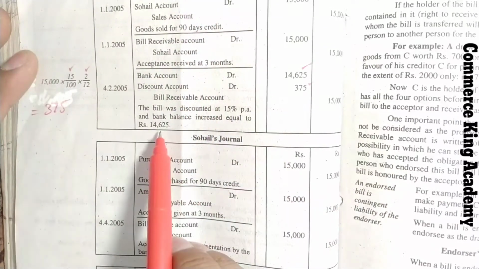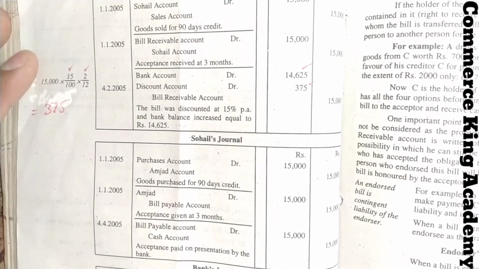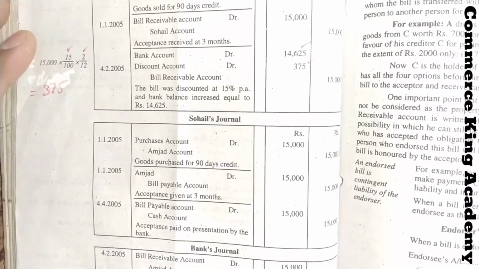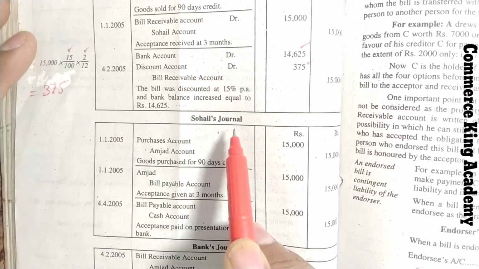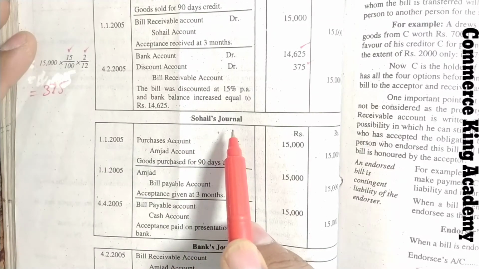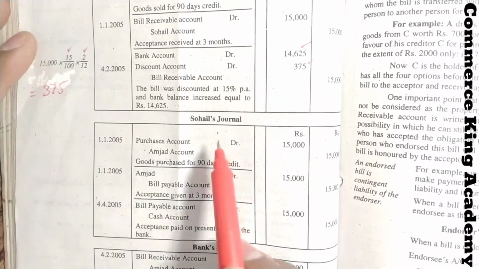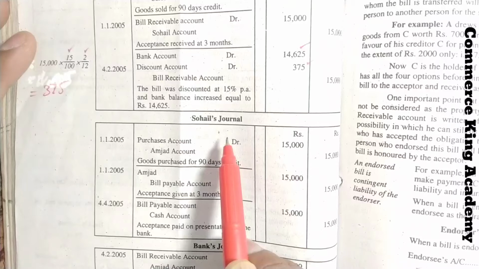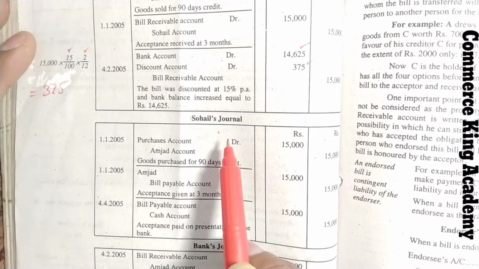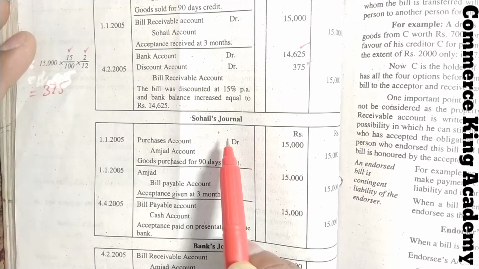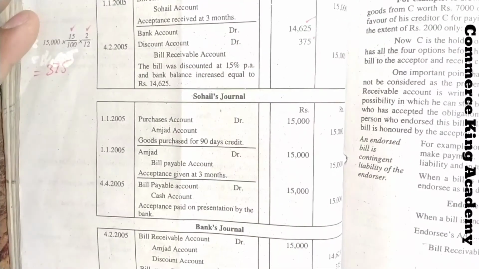After discounting the bill of exchange from the bank, this is the bank balance in Mr. Amjad's journal. Now we will move toward our next party's journal account, which is Sohail's journal. This is the person who purchased the stock or goods from Mr. Amjad and makes acceptance of the bill, making a signature and acknowledging the liability to honor the bill on the maturity or due date.